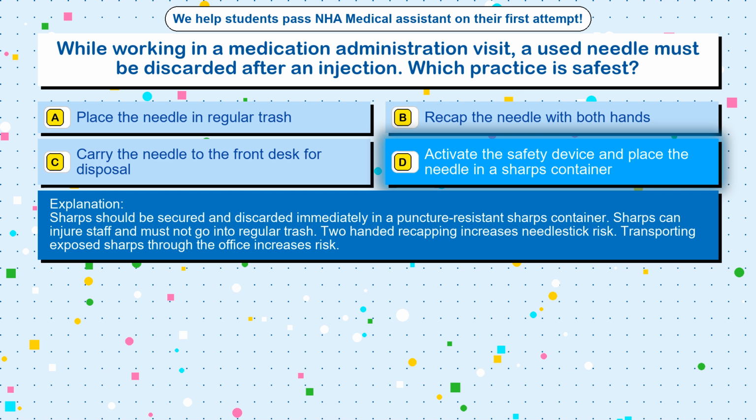Sharps can injure staff and must not go into regular trash. Two-handed recapping increases needle stick risk. Transporting exposed sharps through the office increases risk.